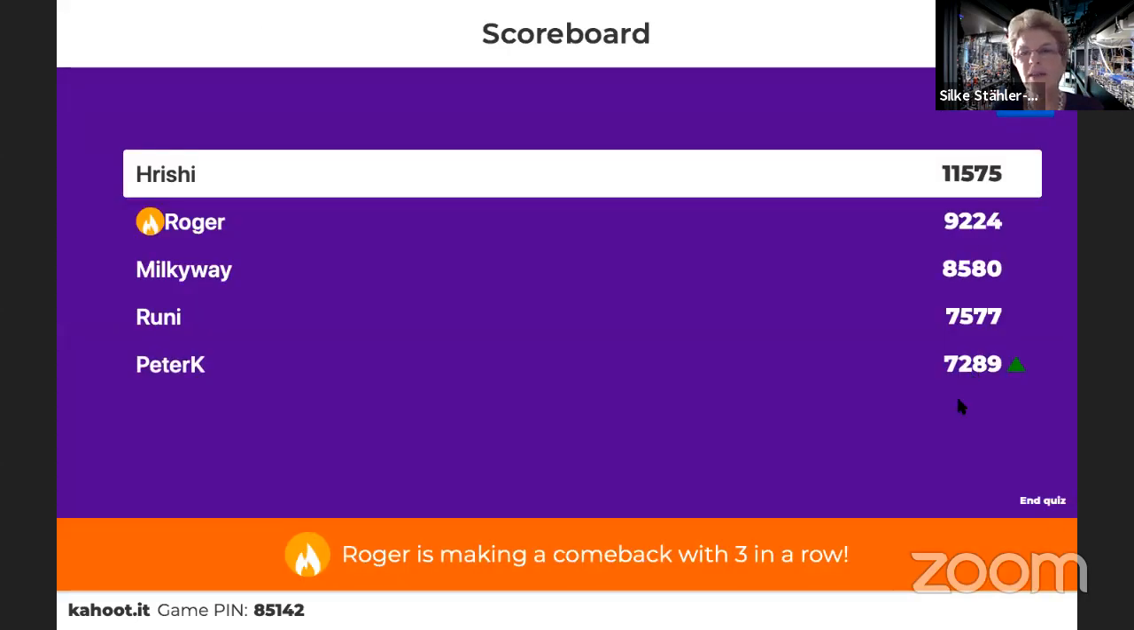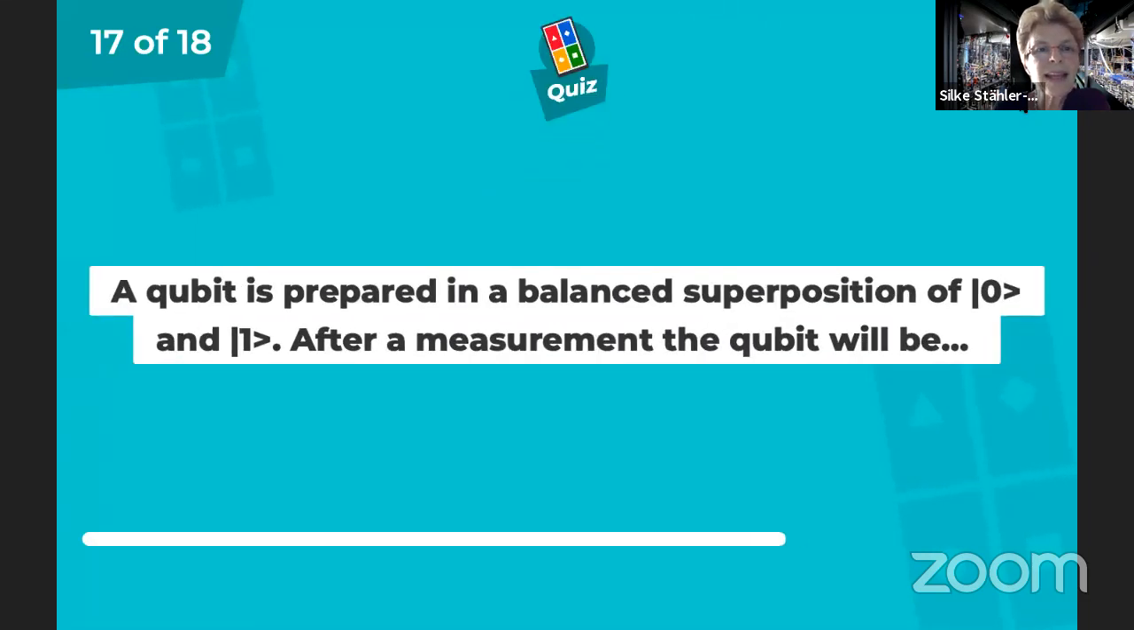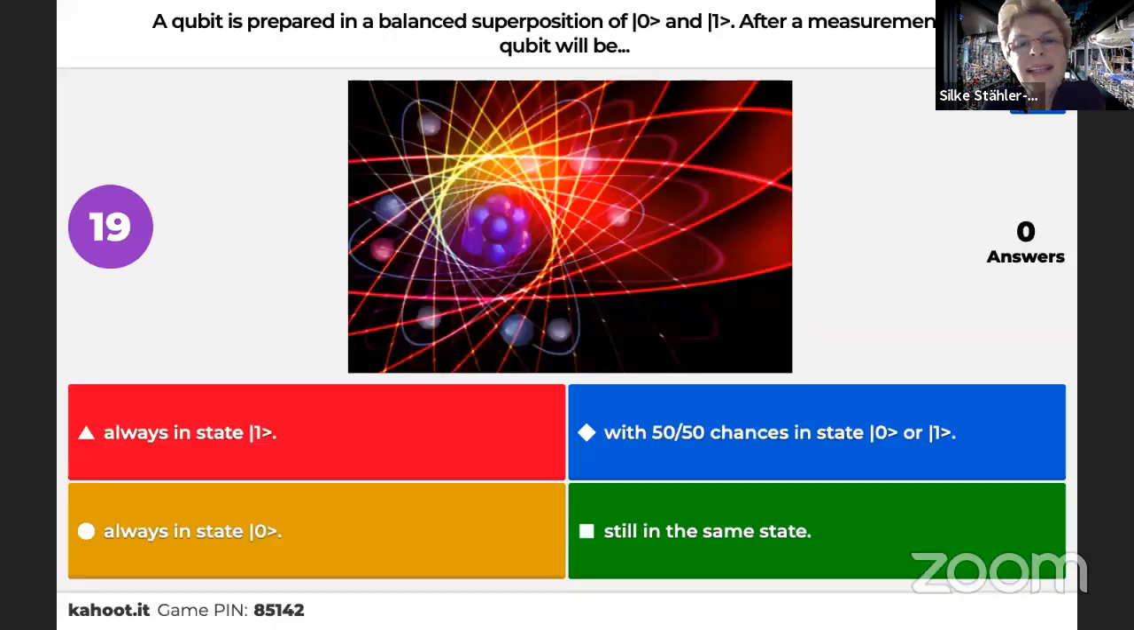We see the first 3, it was the same ranking, but let's continue with the 17th question. A qubit is prepared in a balanced superposition of 0 and 1. After a measurement, what will the qubit be? If you don't know it, just give it a try.